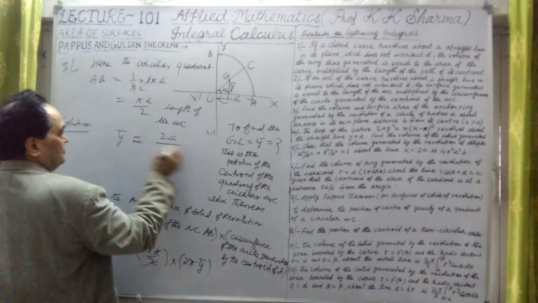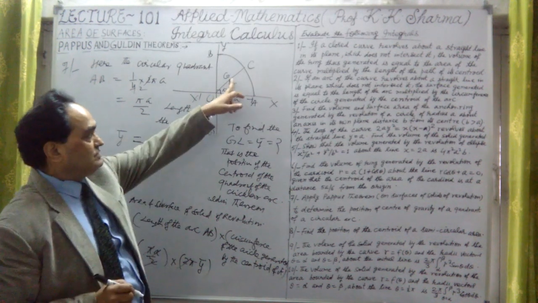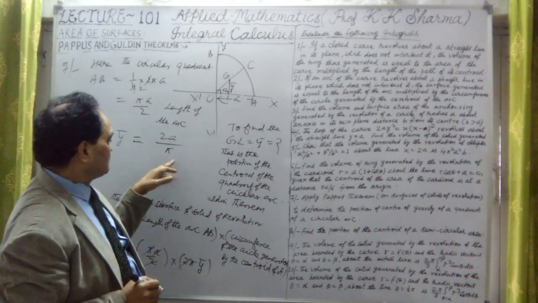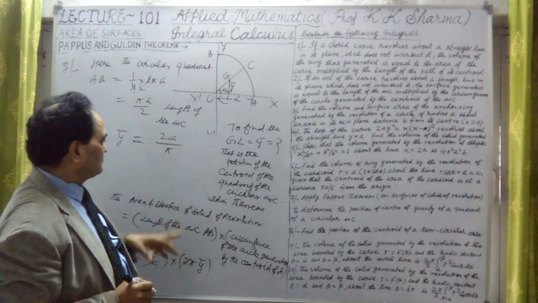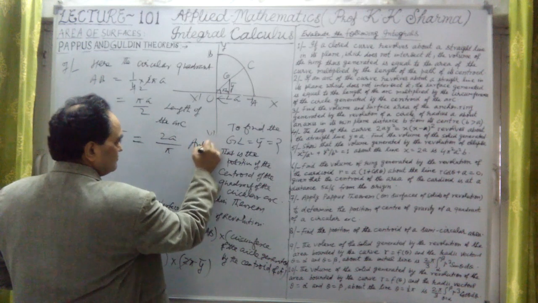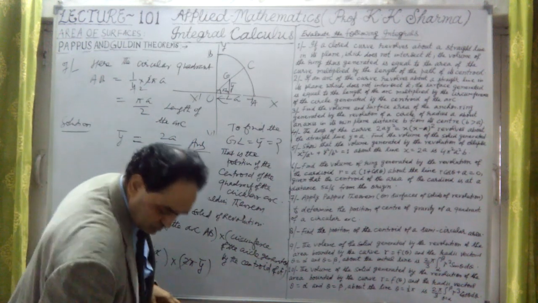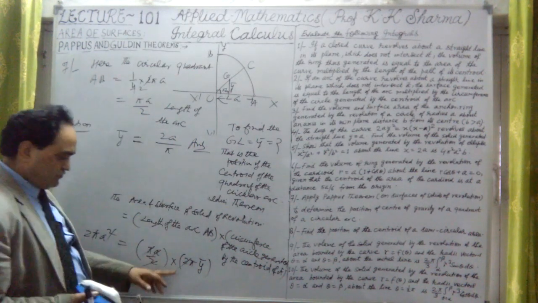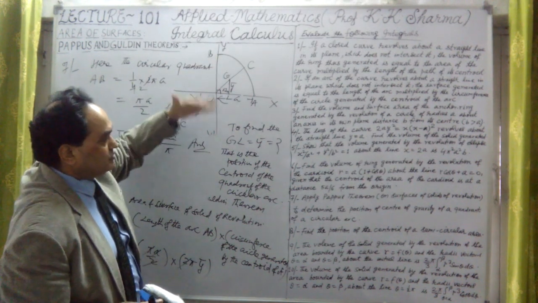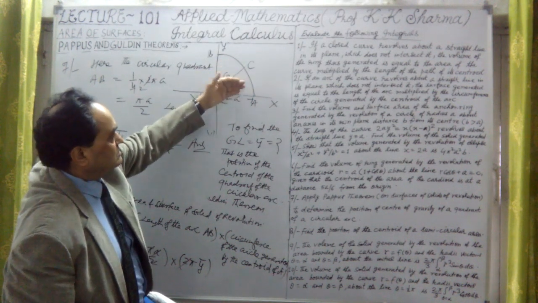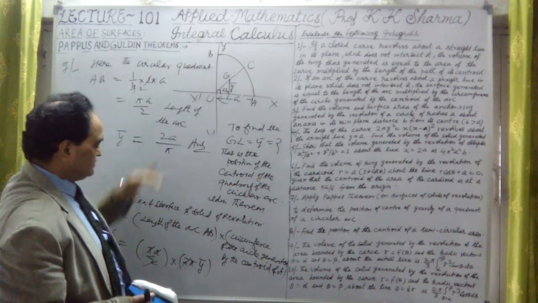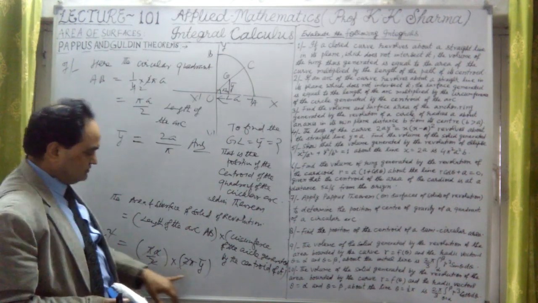This is an important point. The position of the centroid G of this arc length, the quadrant of the arc of the circle, is y bar equal to 2a upon pi. This is the answer here. Try to understand, this is the position of the centroid. Why 2 pi a square? Because the hemisphere will be obtained after revolving this arc about the x-axis, so the surface area of that hemisphere is 2 pi a square, and this must be equal to this.